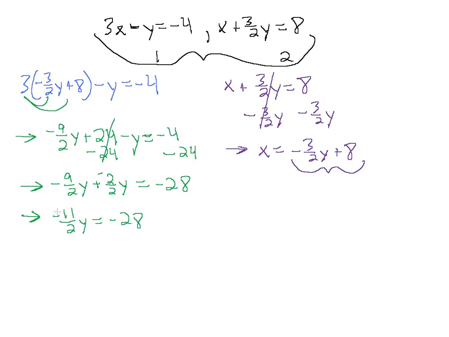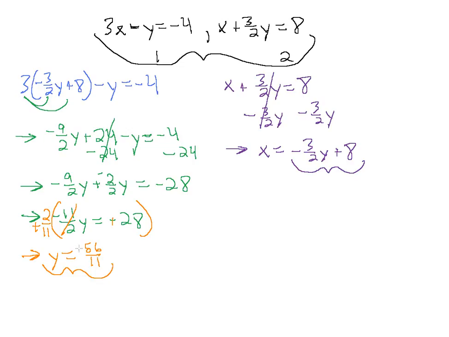And we can go ahead and multiply by the reciprocal on both sides to isolate our y. We're multiplying by the negative reciprocal, so we can solve for a positive y. We don't want a negative y. So that term will cancel, which gives us y equals, these negatives will cancel, so 2 times 28 is 56 over 11. So we actually have a value for one of our variables. y equals 56 over 11.